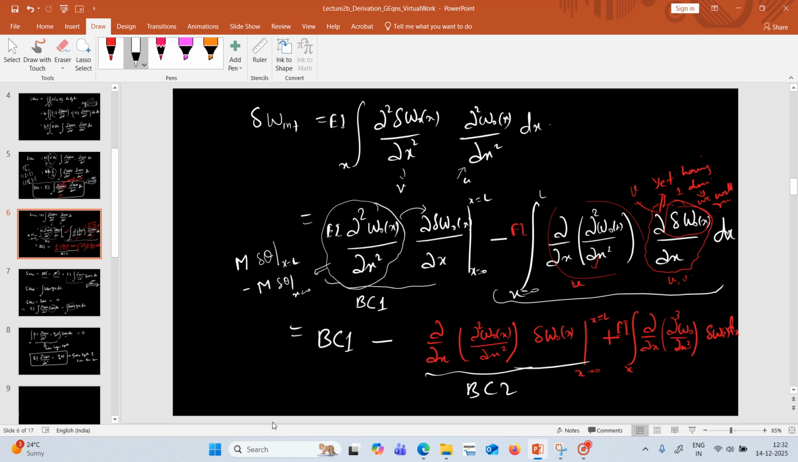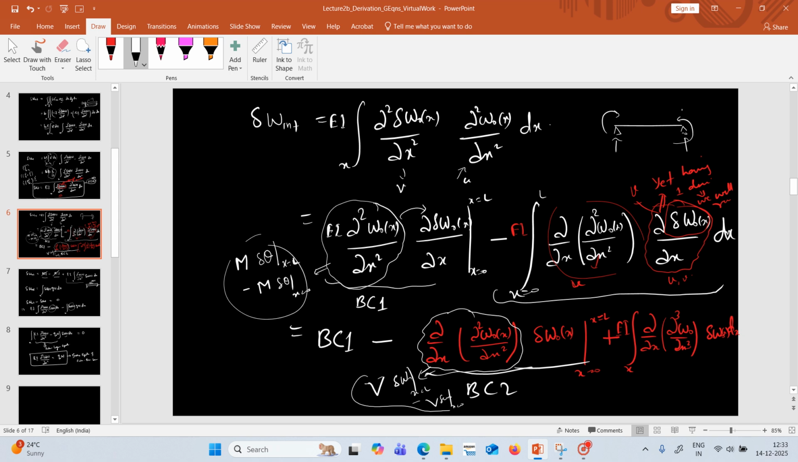Similarly, if we see the second boundary condition, this is del 3 w by del x cube, which is the shear force, and corresponding to that is the transverse displacement delta w naught. So shear force and w naught at x equals L, minus shear force and displacement at x equals 0. For any beam, if there is any external moment or shear force acting at that point, this is what it implies at the boundary values.